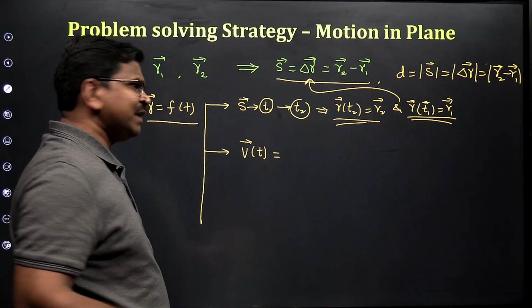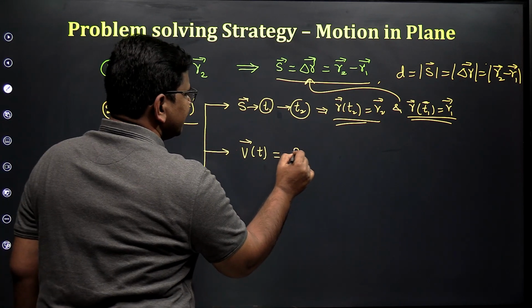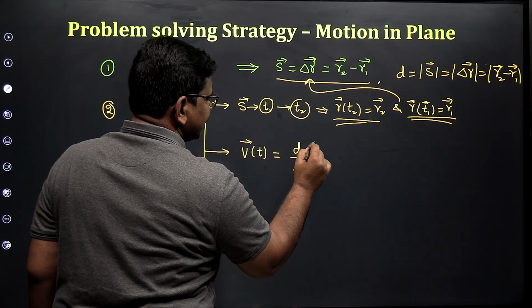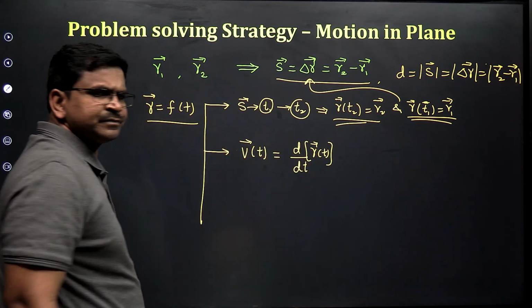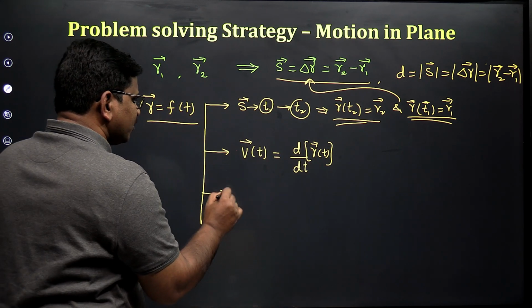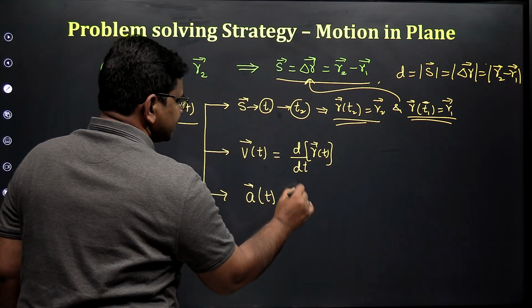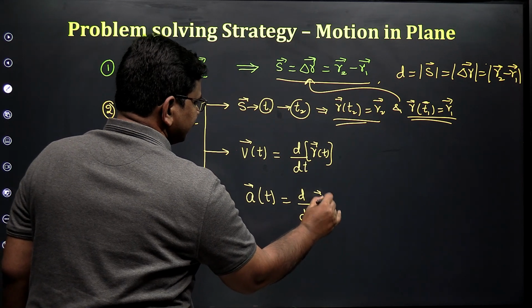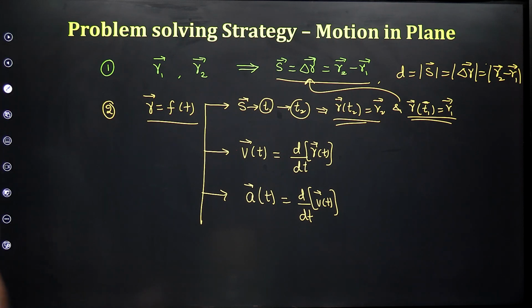We know that whenever you have position as a function of time, velocity is simply the first derivative of the position vector in terms of t with respect to time t. Now you may be asked to find what the acceleration is. So acceleration is again the first derivative of the velocity with respect to time. Okay, this is the basic idea, right?